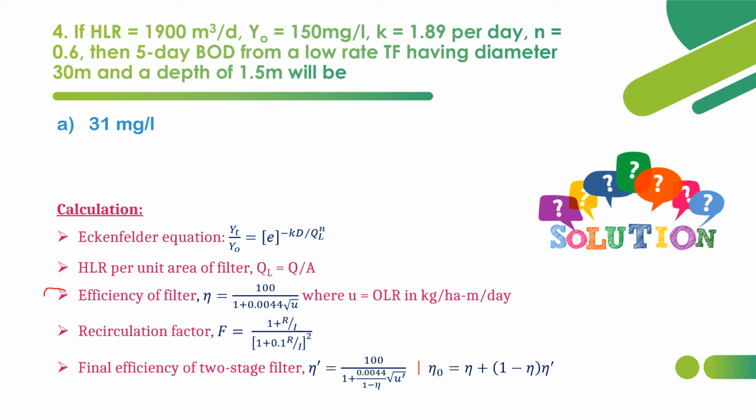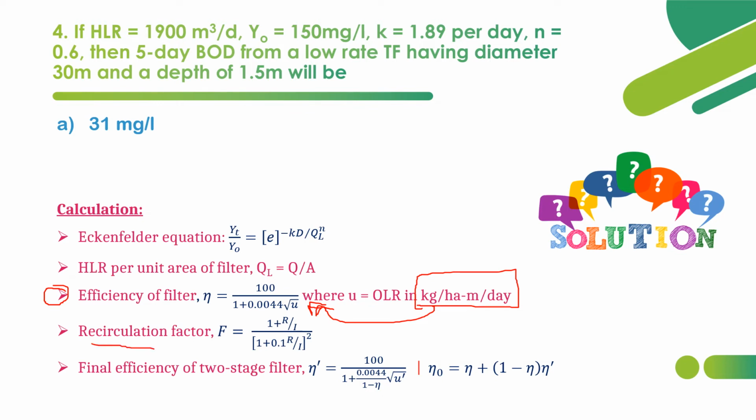So the efficiency of trickling filter shall be found by using this formula. Eta is equal to 100 by 1 plus 0.0044 root u. Here u is nothing but organic loading rate in terms of kilogram per hectare meter per day. That is very important. So this unit is very important when we are substituting over here. So in this efficiency equation, u is substituted in kilogram per hectare meter per day. That is organic loading rate.